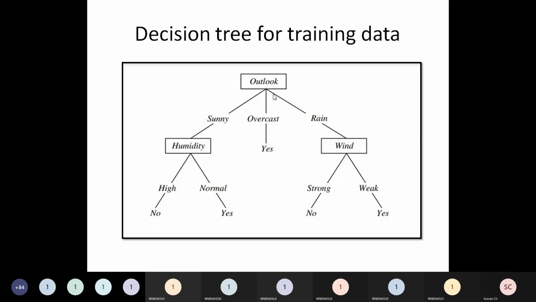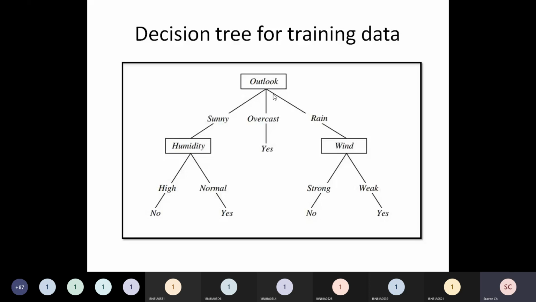That is one point. The second important point is that we have 4 parameters: outlook, humidity, wind, and temperature. But in the output decision tree, only 3 parameters are there. The fourth parameter, temperature, is not there in the decision tree. So what will happen if any one of the parameters is not there in the decision tree? Is it correct? Is it valid? All those questions we need to answer. Then only we will get a complete understanding of decision tree, right?